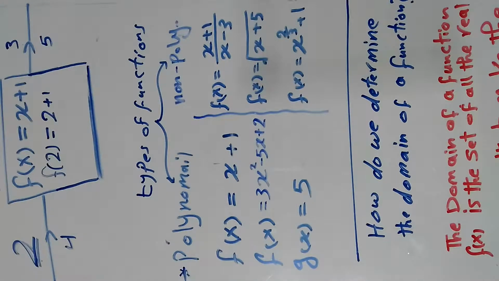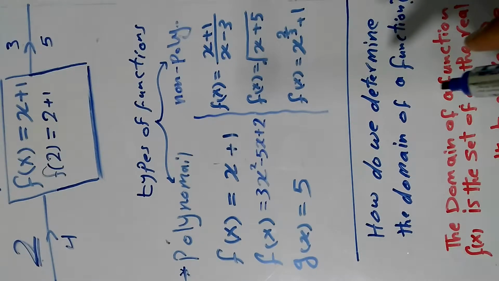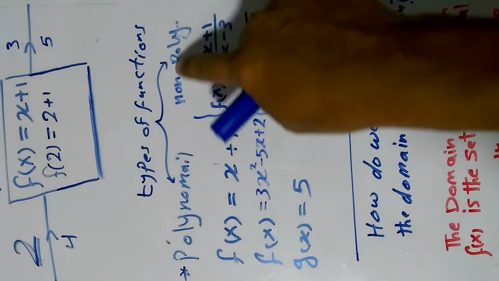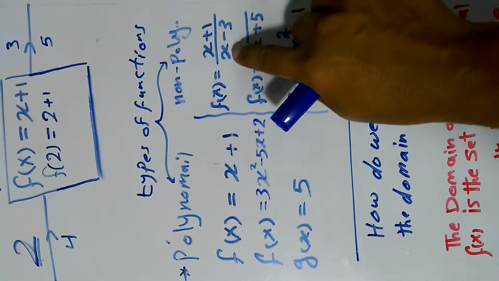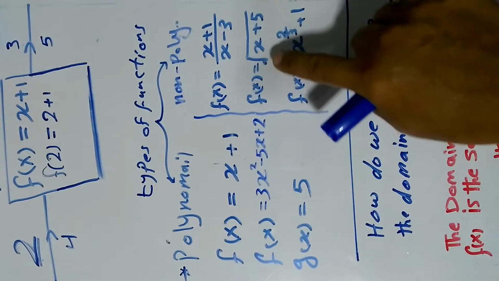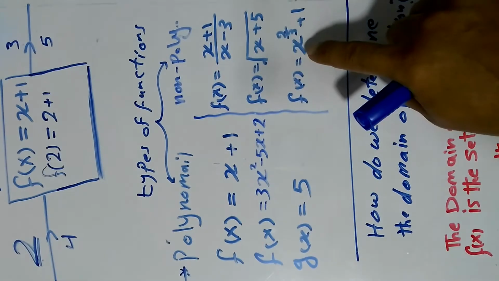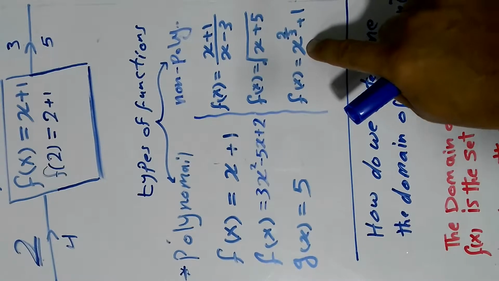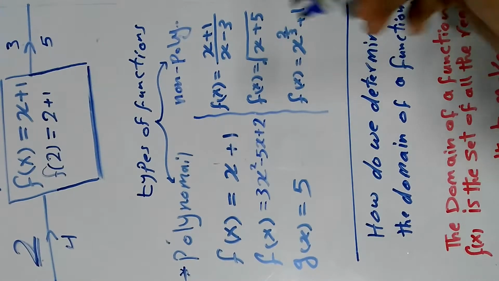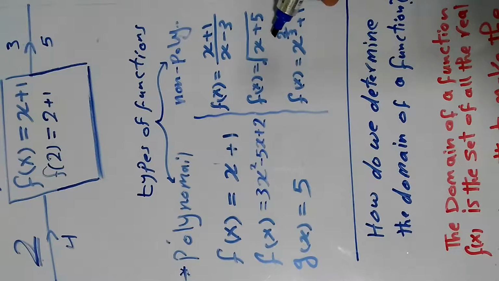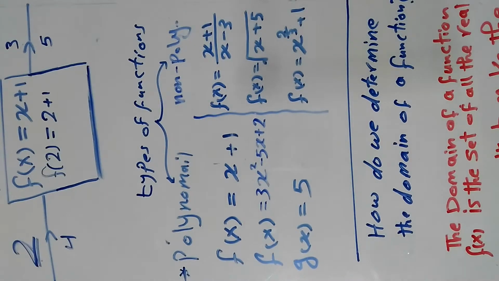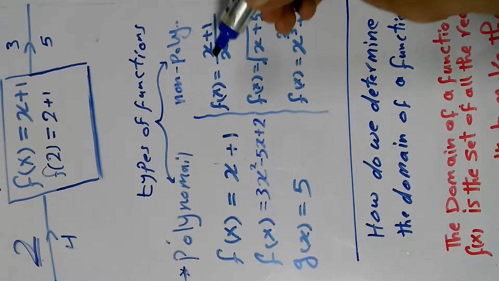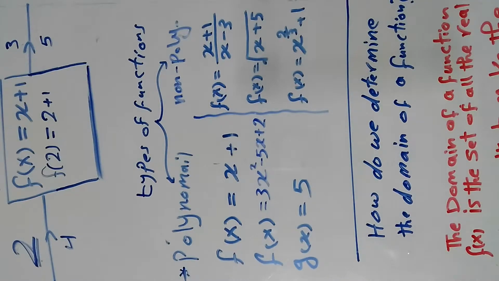So, in short, by looking at the rule of the function, if you find x in the denominator, or x under the root, or x as a base for a non-natural number power, then this shows us that the function is not a polynomial function.